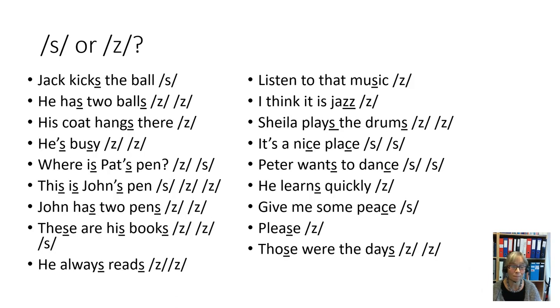And it's here. Jack kicks the ball. He has two balls. His coat hangs there. He's busy. Where is Pat's pen? This is John's pen. John has two pens. These are his books. He always reads. Listen to that music. I think it's jazz. Sheila plays the drums. It's a nice place. Peter wants to dance. He learns quickly. Give me some peace, please.